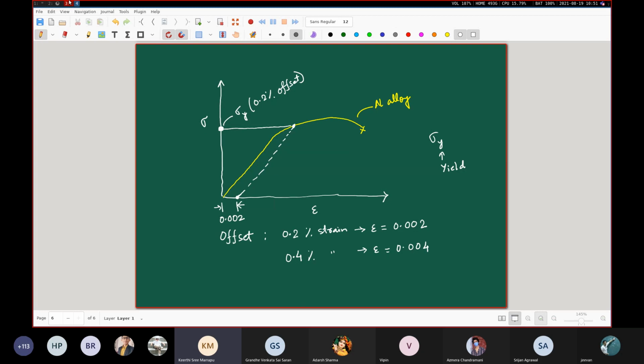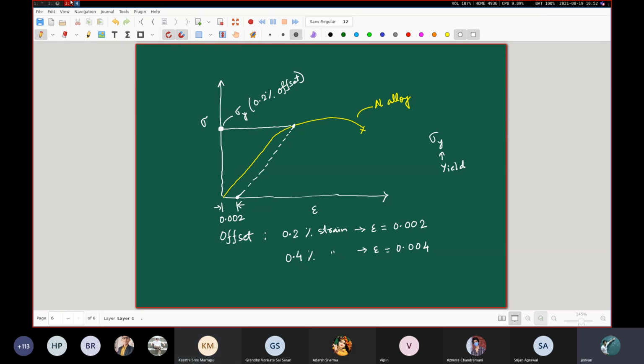Sir, I have a question. Here we are kind of assuming that we are setting an offset, and then whatever value comes up, we are taking it as yield strength. What if the assumed yield strength is higher than the actual yield strength, and I go to an extent where it becomes plastic? Yeah, I understand your question.